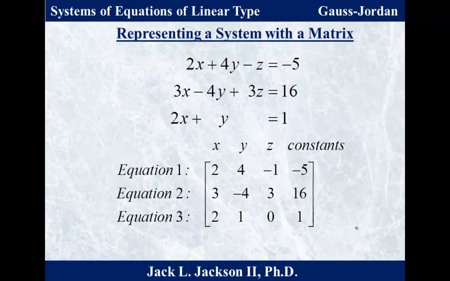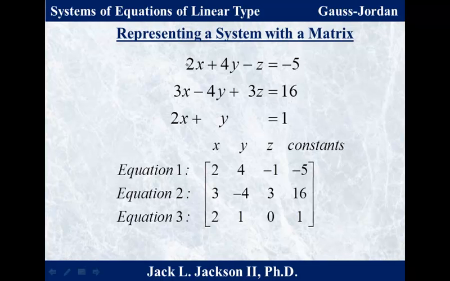And so then we know that the first column represents the coefficients of the x's. The second column, the coefficients of the y's. The third, the coefficients of the z's. And finally, we have our equals, and then we have our constants on the right here. And so the second equation is 3x minus 4y plus 3z equals 16. So in the second row, that becomes 3, -4, 3, 16. And equation 3 is then 2, 1, 0, 1. Notice we do have to put that 0 placeholder there for the 0z.